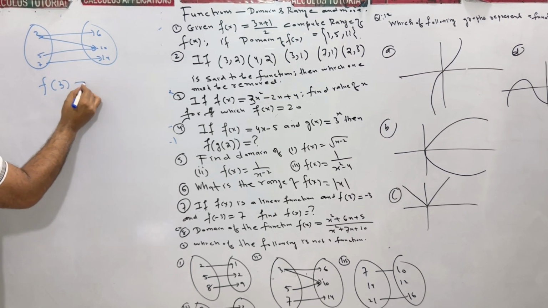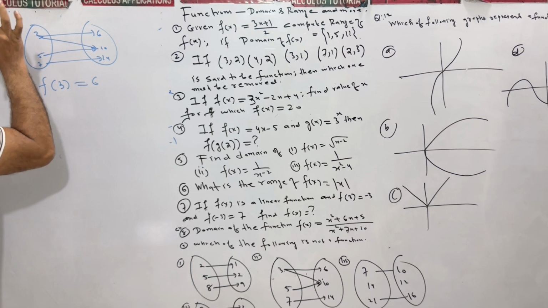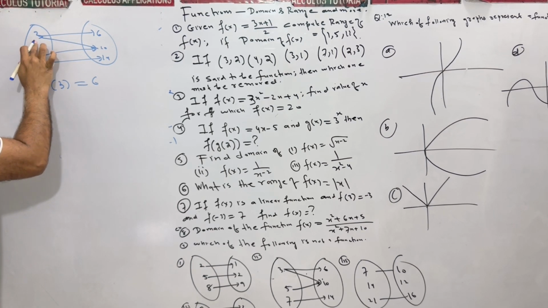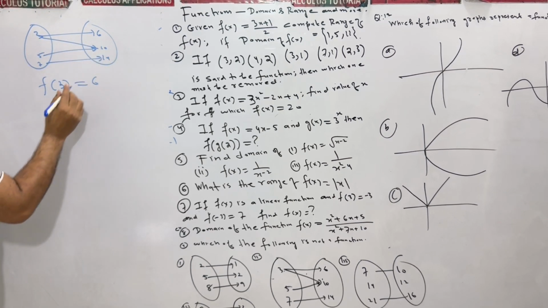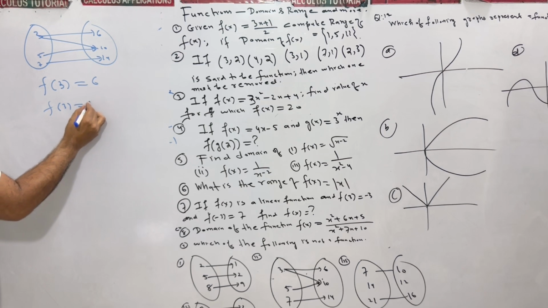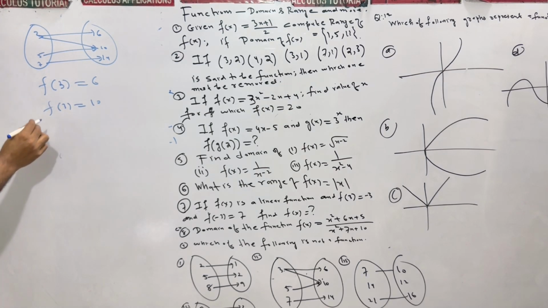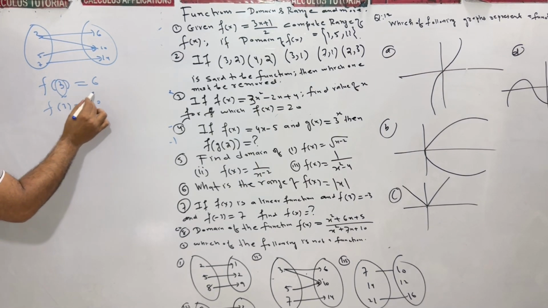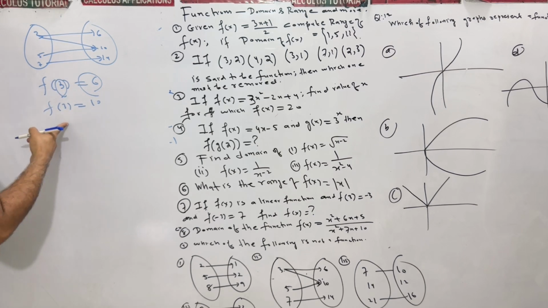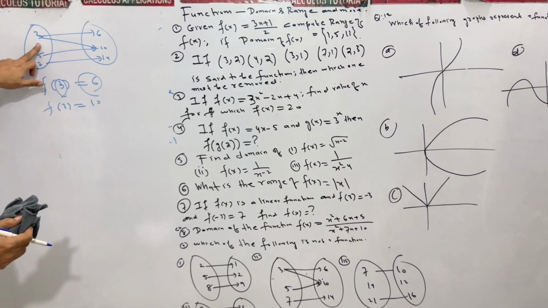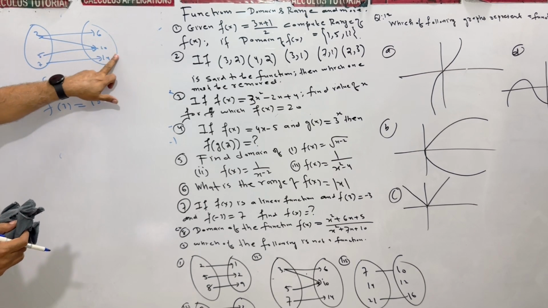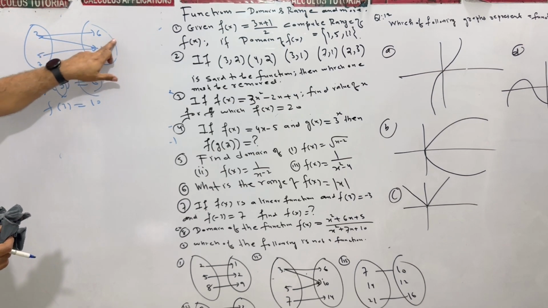5 is related with 6. 3 has a double image. 3 leads to 6 as well as to 10. This is a violation. A single input results in a single output, but there is a double output. 3 has a double image, 6 as well as 10.